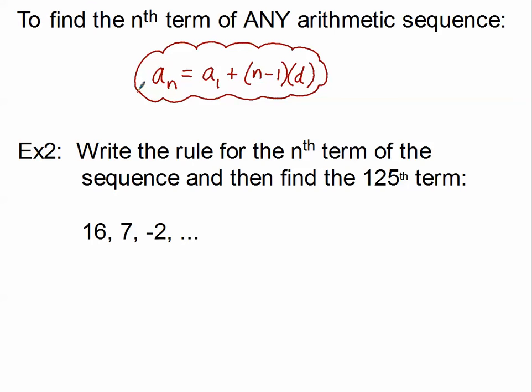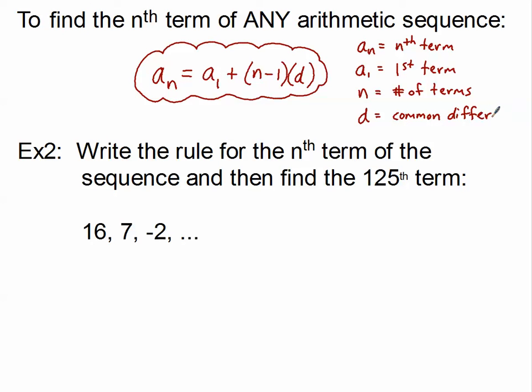Let's label our symbols. A sub n equals the nth term. A sub 1 represents the first term. n represents the number of terms that you're talking about. And d is the common difference. That's that number that you're adding to get from term to term. So if you have those items, you can plug into this formula.